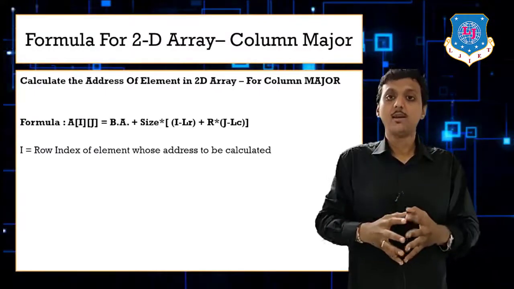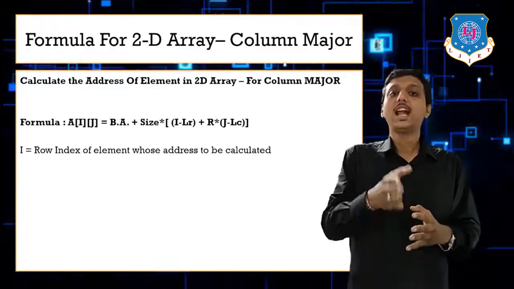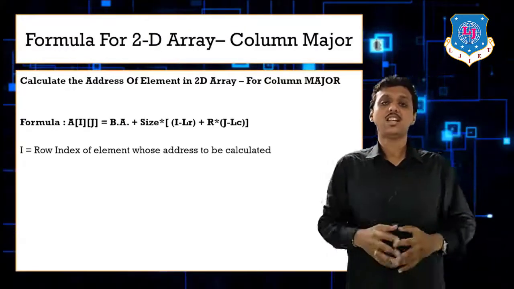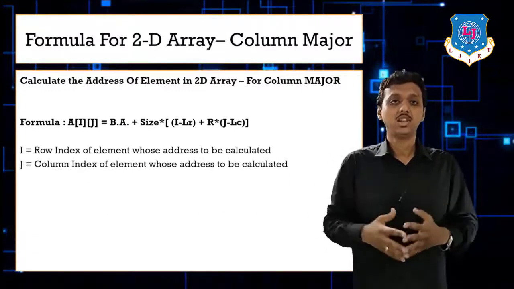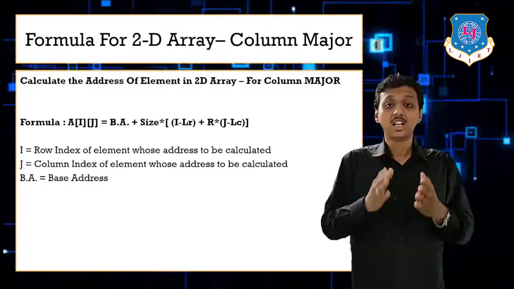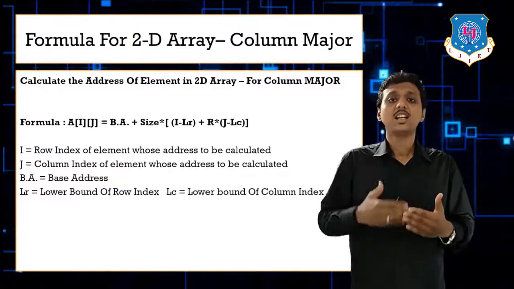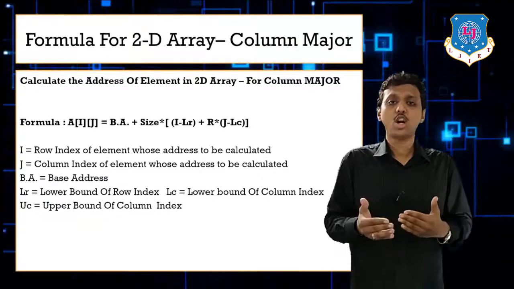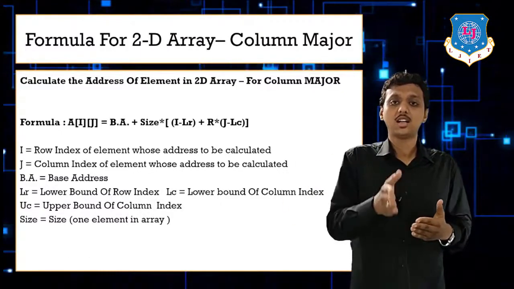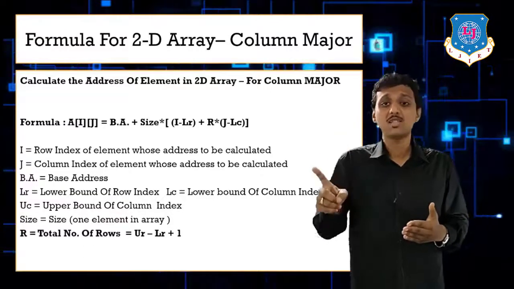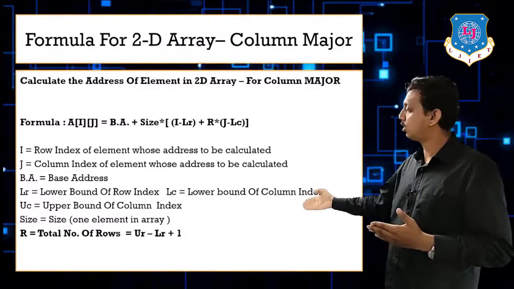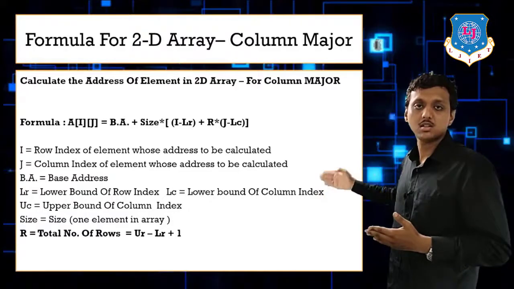In the row major formula, we need to calculate the total number of columns, and in the column major formula, we need to calculate the total number of rows. So students, now let's see again, what do we mean by I, J and each and every term? I means row index, J means column index, BA means base address, LR is the lower bound of row, LC is the lower bound of column, size means the size of each element. Capital C means total number of columns. Same like that, here capital R becomes the total number of rows. Total number of rows is equal to UR minus LR plus 1.